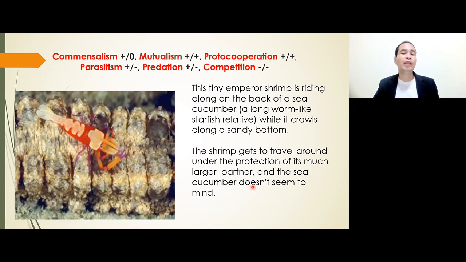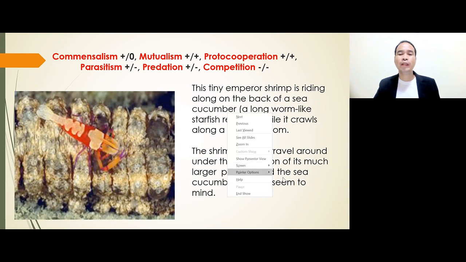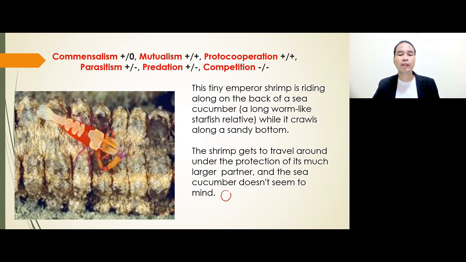So meaning the sea cucumber doesn't care. In this situation, the sea cucumber doesn't seem to mind, so that's 0. And then the shrimp gets to travel around under the protection of its much larger partner. So the shrimp gets a free ride and the shrimp is happy. So positive, 0. This one is an example of commensalism.